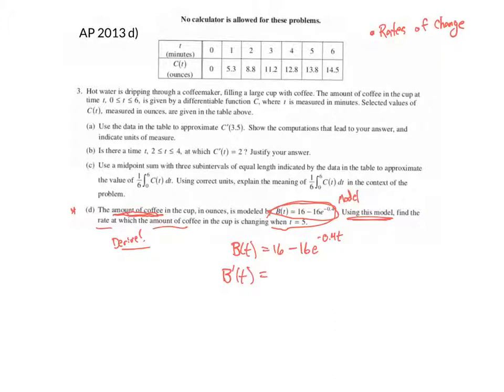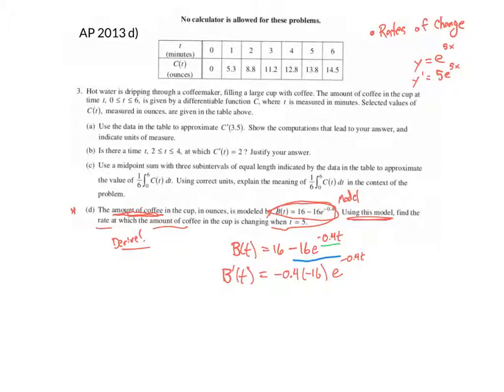So b prime of t, the 16 right here will get destroyed. And then when I take the derivative of this part, I'm going to use the chain rule. The derivative of the inside is negative 0.4. And then the negative 16 just stays put. And then the derivative of e to the something is just e to the something again. This is the same pattern as if you were deriving y equals e to the 5x. The derivative of that would be 5e to the 5x.